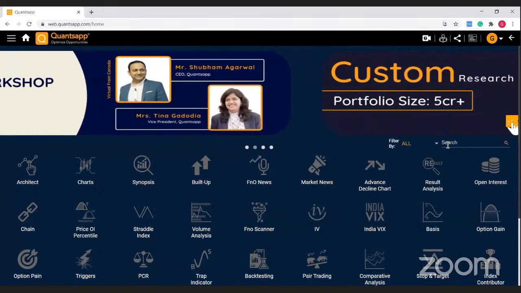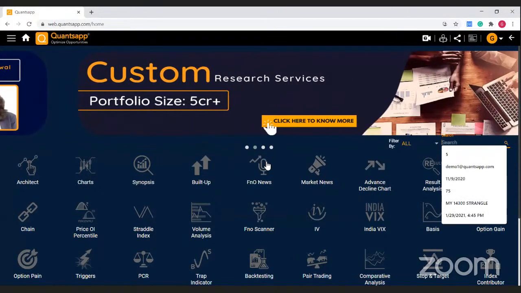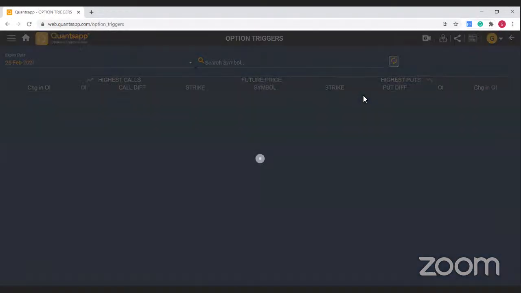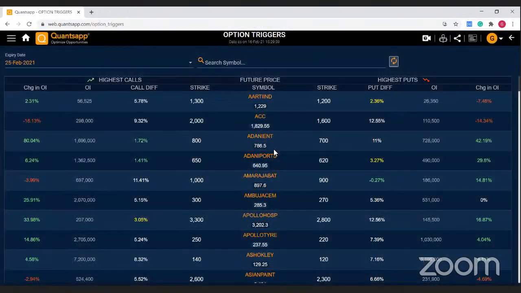Now we're going to move to the next tool, that is option trigger. We're going to see how we can use this tool. Option trigger is a tool where I can find the stocks which are on the verge of breakout or breakdown, but more from the option side. I'm going to see how the option market participants are doing on that particular stock.